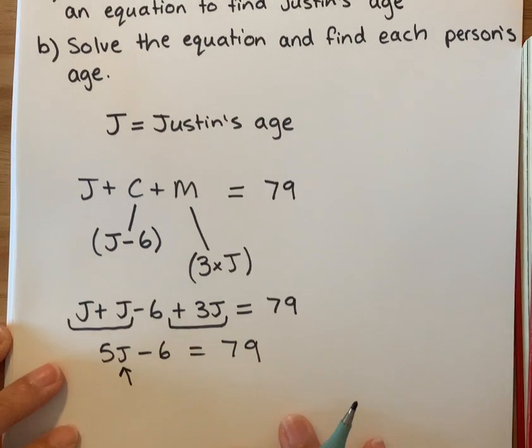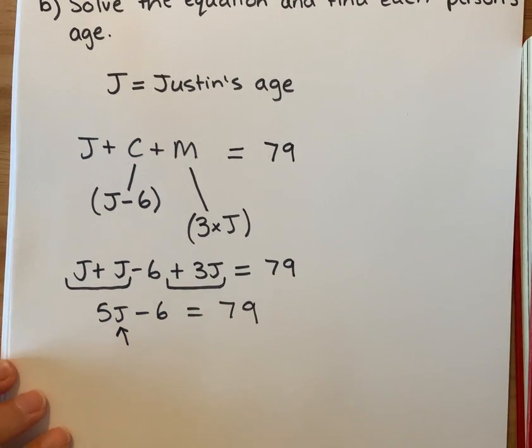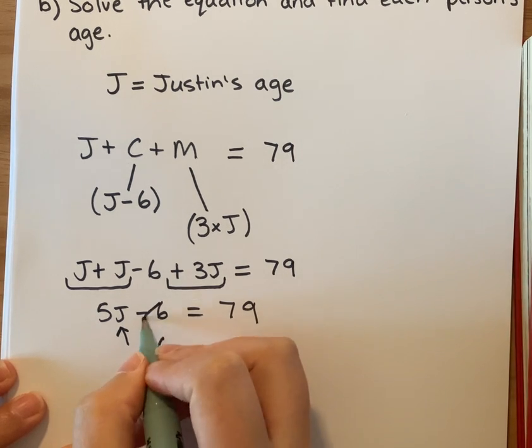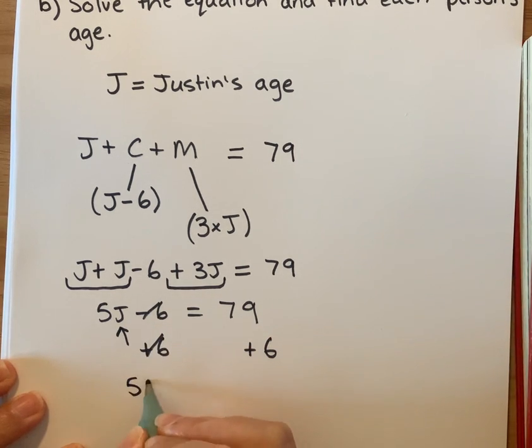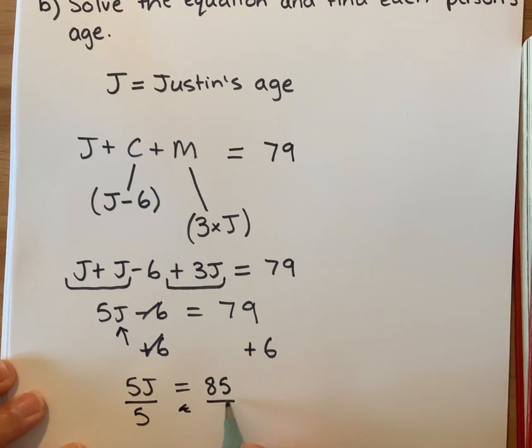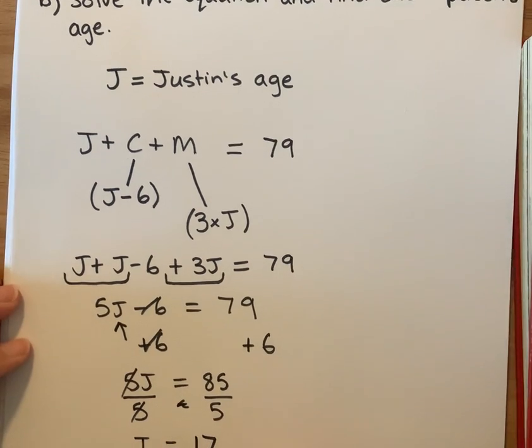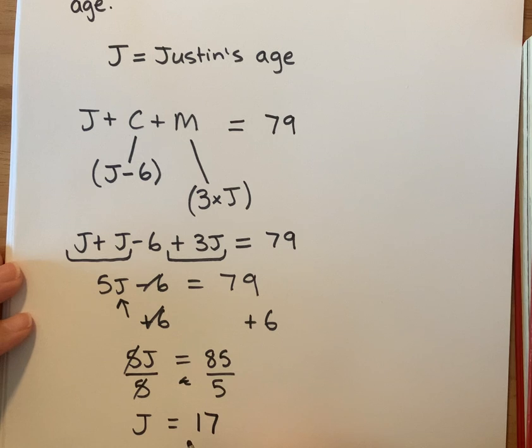Okay, so now we have to solve the equation. So inverse operations. We're left with 5J equals 85. Divide by 5 on both sides. 85 divided by 5 is 17. Okay, so Justin's age is 17.